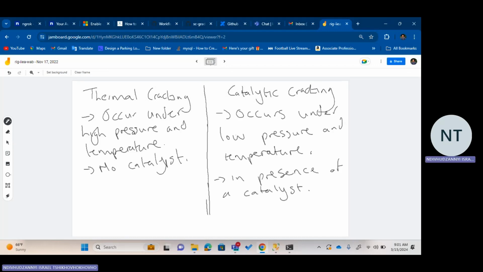And that's it. As I mentioned, we'll do the application part of it when you do a past paper. Then you'll see how to apply cracking. Let's do the next one, which is combustion.